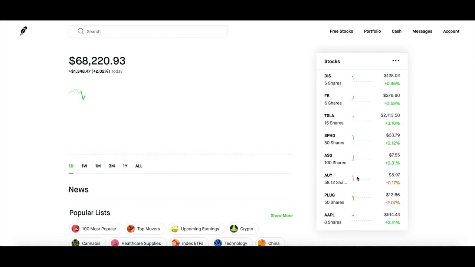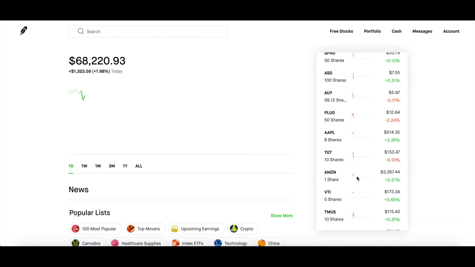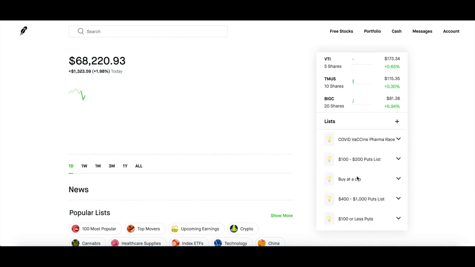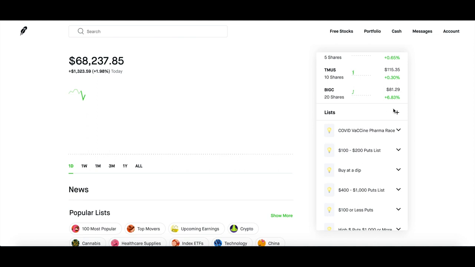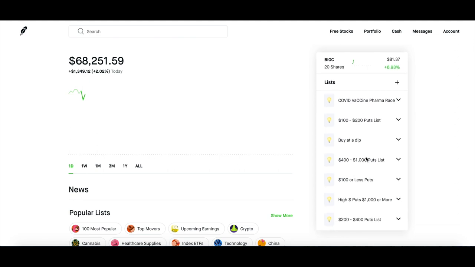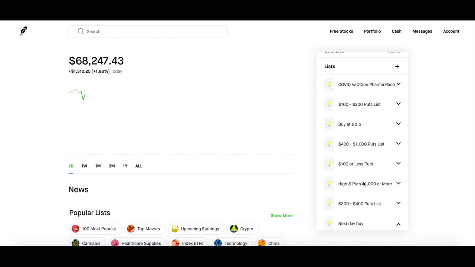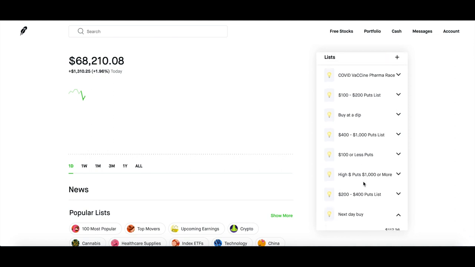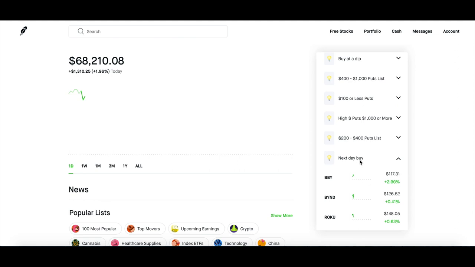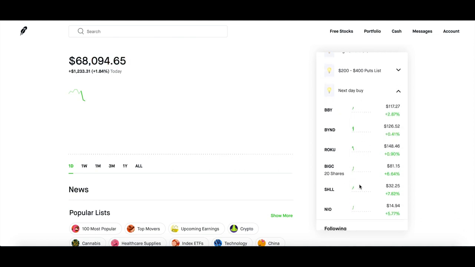So once you get into your Robinhood account, I do a lot of homework on Sunday night. So you can see over here, you can pick lists. And I have my list of various stocks that I'm going to do at various price points. And the ones I'm doing this week are $100 and less. And when I select the best ones from that group, I just come on down, I do next day buy. And so all the stocks that I'm going to do puts on this week are in this group.